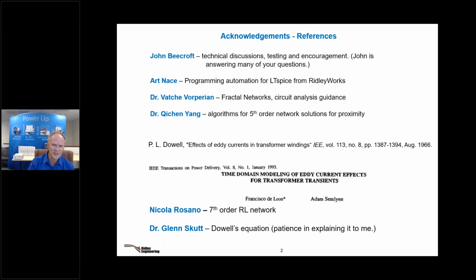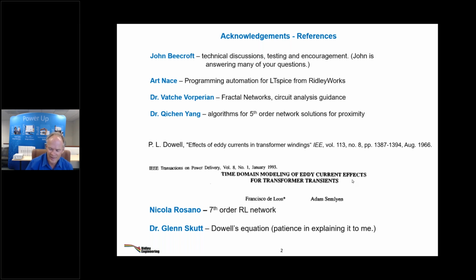It's in the IEEE Transactions on Power Delivery. Nicola Rosano, shout out to him, because he did a 7th order network for this, and he actually alerted me to the earlier work on the proximity losses. And Dr. Glenn Scott, who I was at school with at Virginia Tech, who helped me through Dowell's equation. And yes, I need help. And it's not an easy topic.